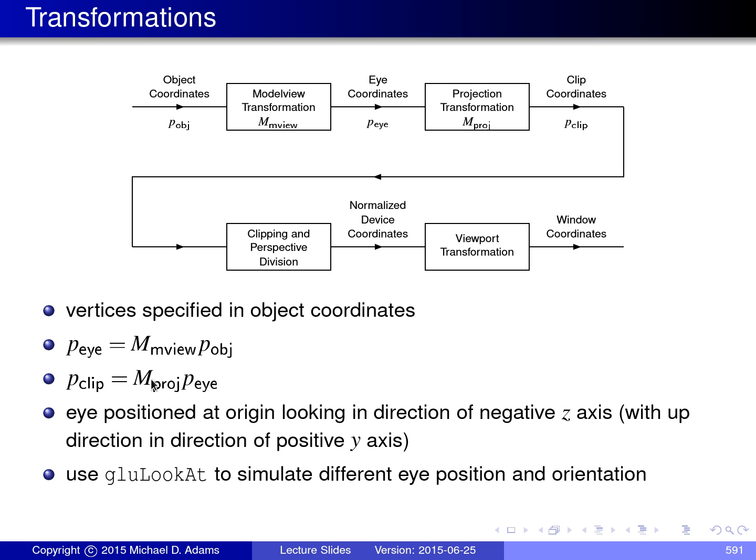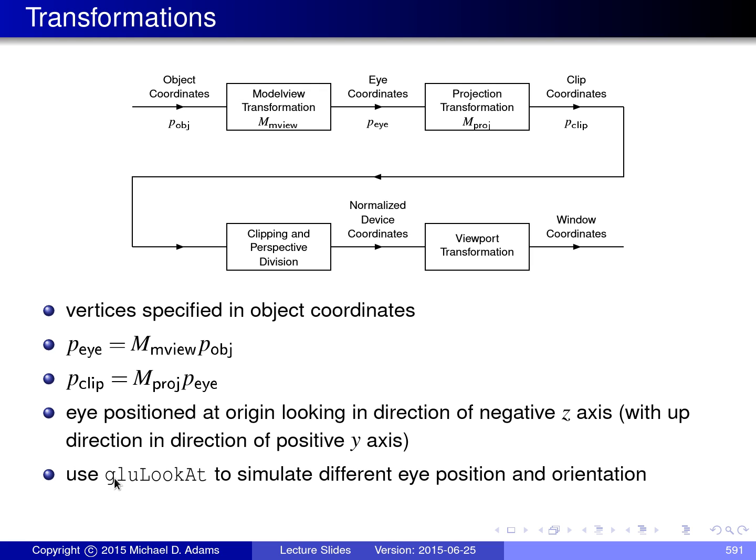In OpenGL, the camera, or eye, is always positioned at the origin and looking straight down the negative z-axis, with the up direction being the positive y-axis. There's no way to actually move the position of the eye. It's always fixed at this position. The coordinate system is always fixed in this way. However, this is not a big problem because although we can't technically move the camera, what we can do is move the whole rest of the universe. And if you move the whole universe, you can simulate the effect of moving the camera.